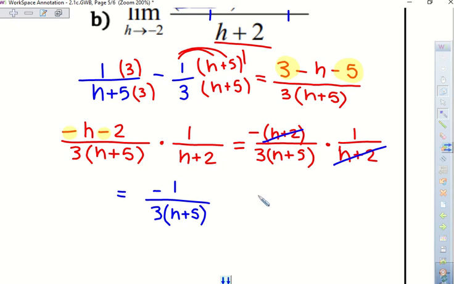Now we're going to go ahead and plug in negative 2. So this is going to become 3 times negative 2 plus 5. So this gives me negative 1 over, this becomes a 3, 3 times 3 is 9.